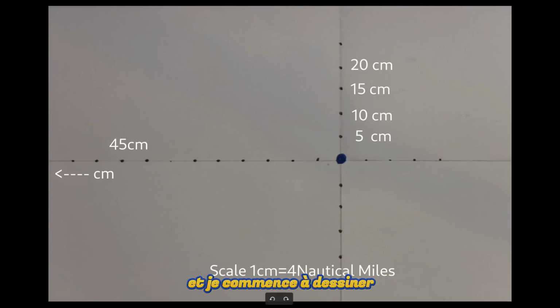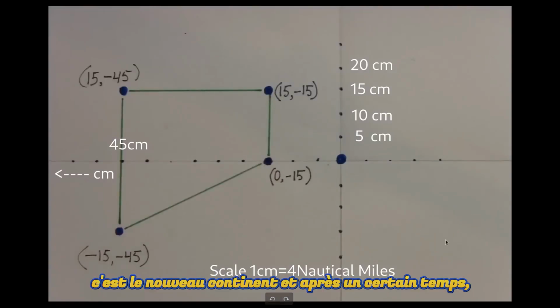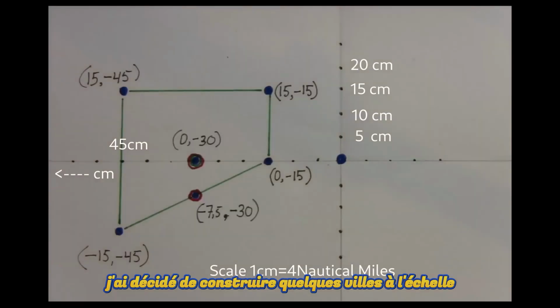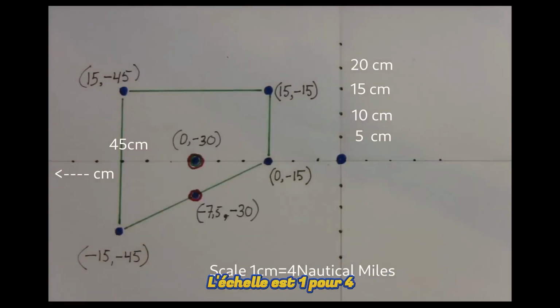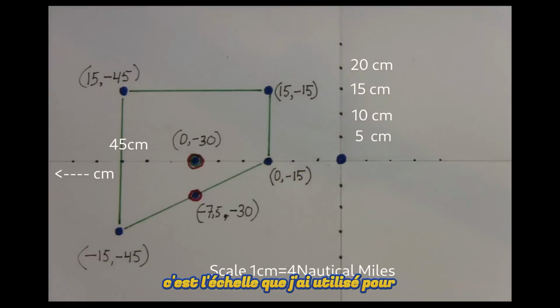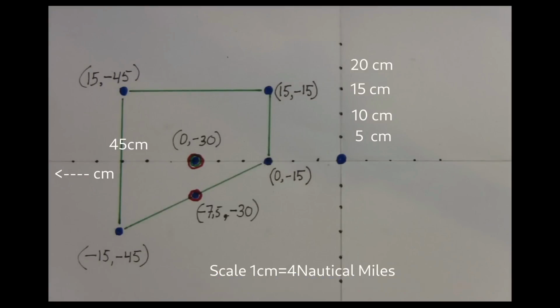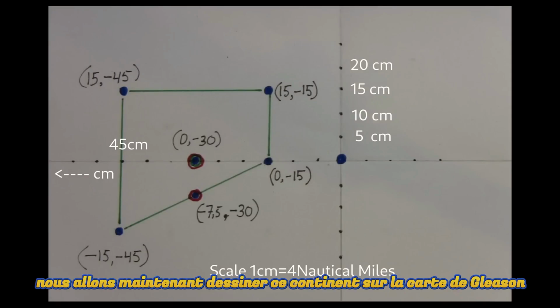And I'll start drawing the new continent, and it will look like this. This is the new continent. And after a while I decided to build a few cities. The scale is 1 to 4. It means 1 centimeter is in reality 4 nautical miles. That's the scale I used to draw the new continent on a piece of paper.